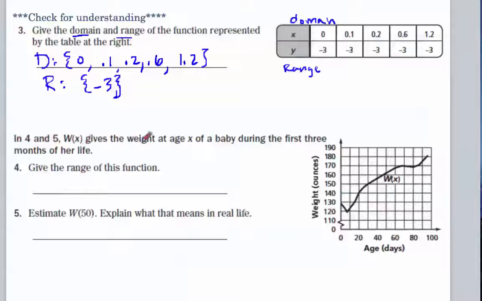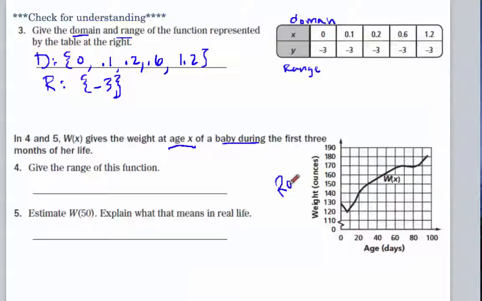Next here in problem 5, we see that w of x gives us the weight at age x of a baby during the first 3 months of life. So we look over here at our chart, and it looks like a baby starts off right around 130 ounces, dips down to right below 120 ounces, and then continues to grow. It says give the range of that function.